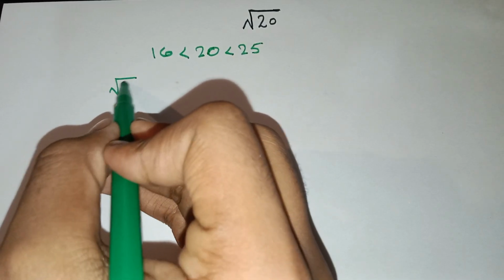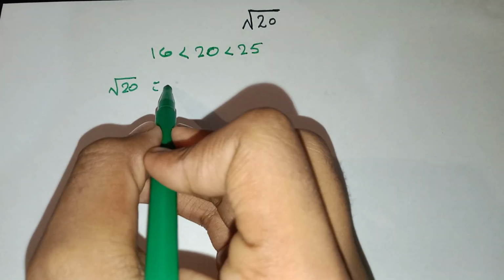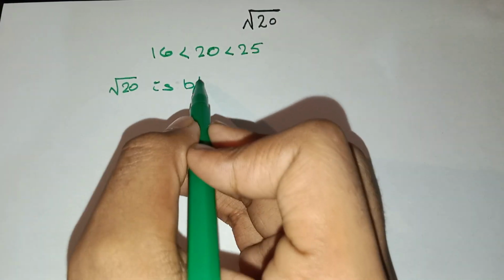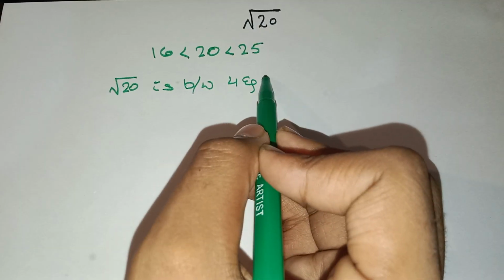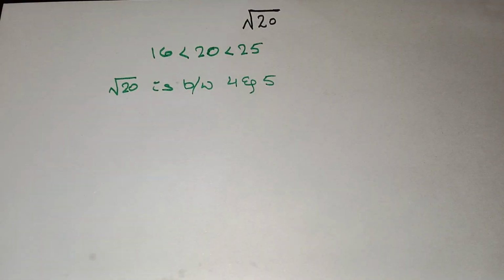So I am writing down: the square root of 20 is between 4 and 5, between 4 square and 5 square. It can be 4.1, 4.2 till 4.9.